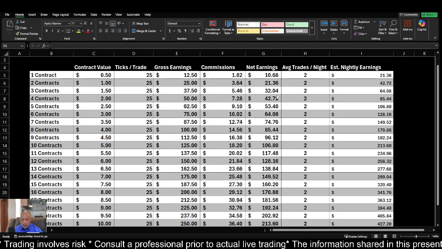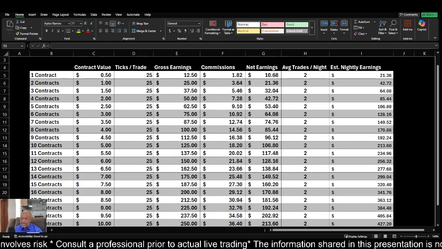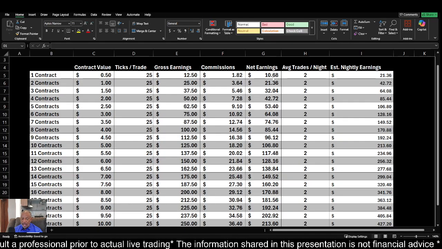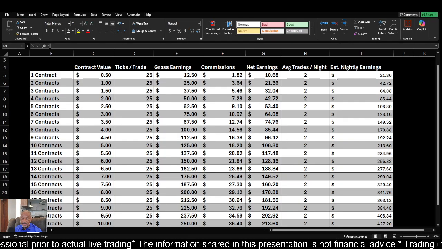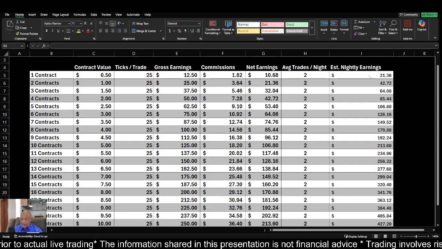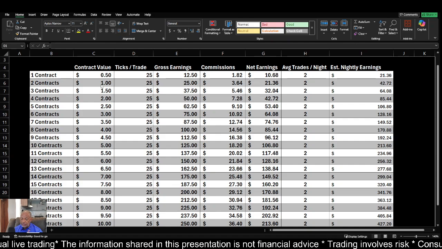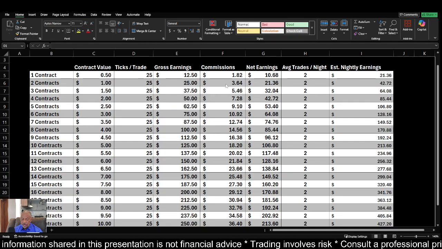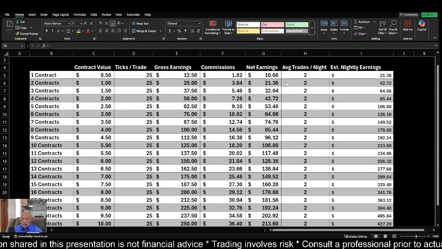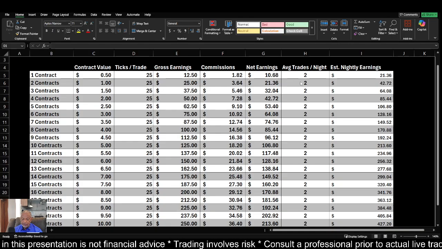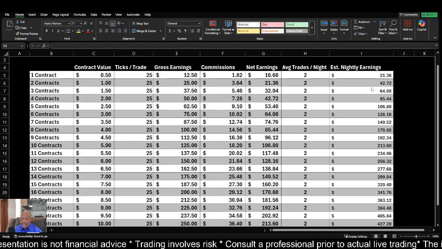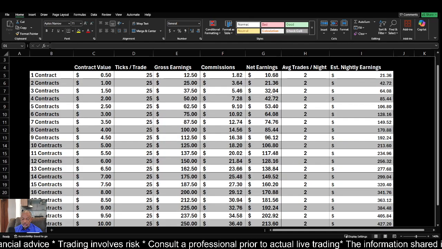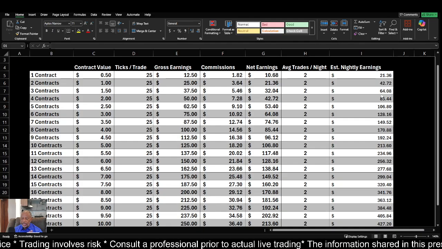So let's take a look at this. 1 contract at 50 cents at 25 ticks is worth $12.50. You pay your commissions, you're sitting on $10.68. Do that twice a night, and that's $22.36. You follow me? 2 contracts increase by 50 cents. Now you're trading $1 per tick. 25 ticks is $25. Pay your commissions, $3.64, you've got $21.36, at 2 trades a night that's $42.72. 3 contracts is $1.50 a tick, 25 ticks is $37.50, netting you $32.05. You're making $64.08.